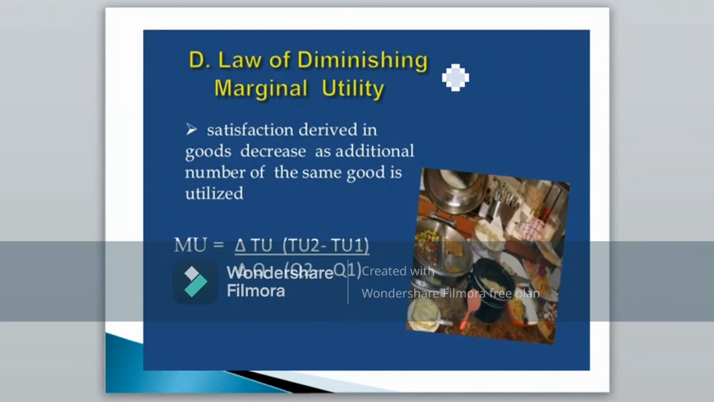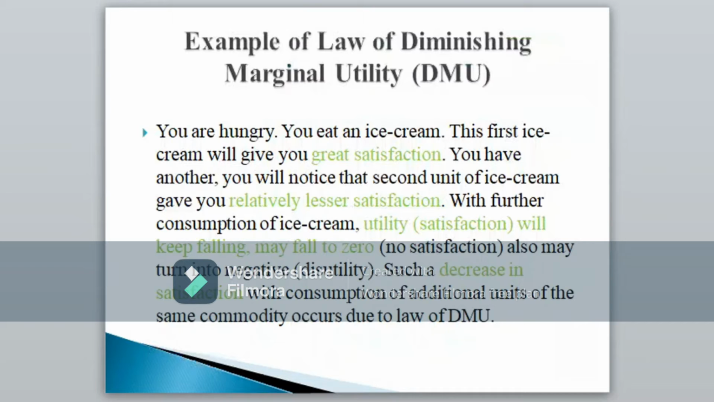Diminishing marginal utility states that as a consumer consumes more and more units of a commodity, the marginal utility derived from the additional units goes on falling. Isn't it? Now, you can see an example.